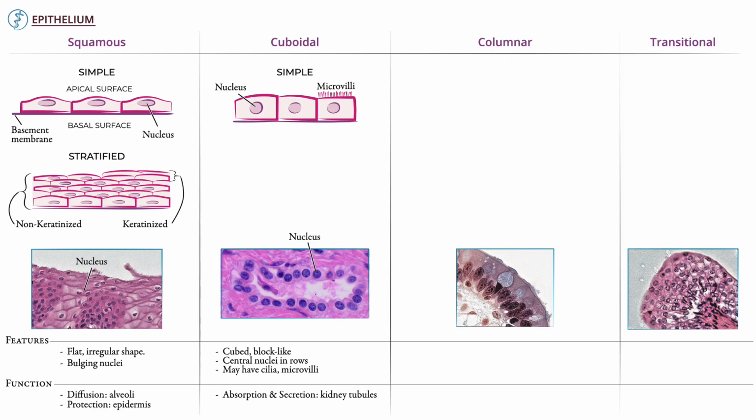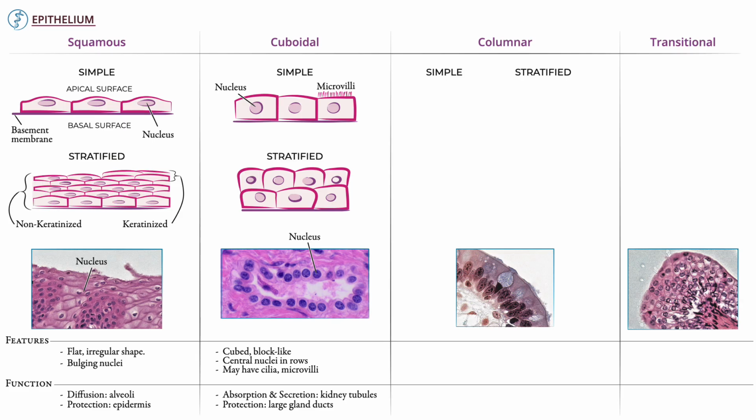Then show that stratified cuboidal epithelium looks like stacked blocks. Again, notice that their nuclei are centrally located. Stratified cuboidal epithelium provides protection of underlying tissues and secretion of substances. It's located in the large ducts of some exocrine glands, such as the salivary glands.